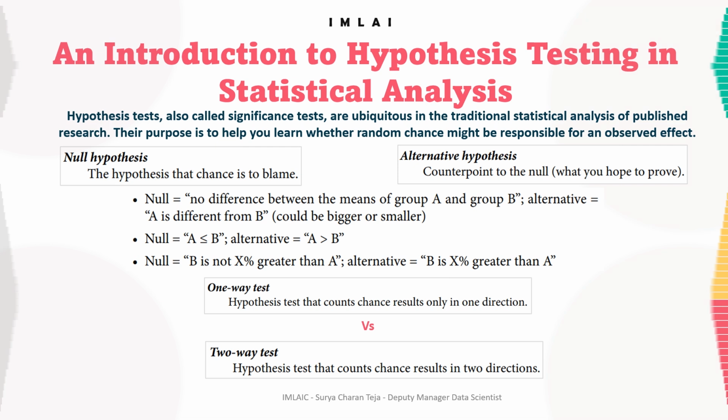On the other hand, if you want a hypothesis test to protect you from being fooled by chance in either direction, the alternative hypothesis is bidirectional: A is different from B. It could be bigger or smaller. You don't need to worry about that. In that case, we will go for the bidirectional. In such a case, we use a two-way hypothesis test, or we can call it a two-tail hypothesis test. This means that extreme chance results in either direction, left or right, count towards the p-value. In that case, we'll go for the two-way test.